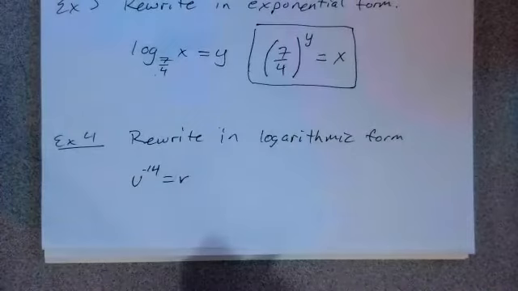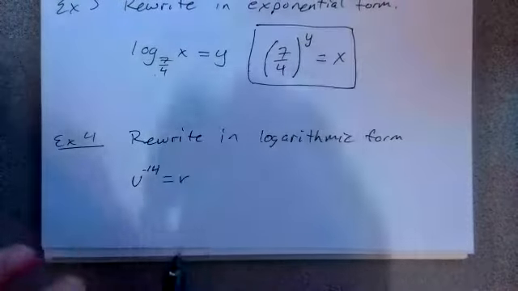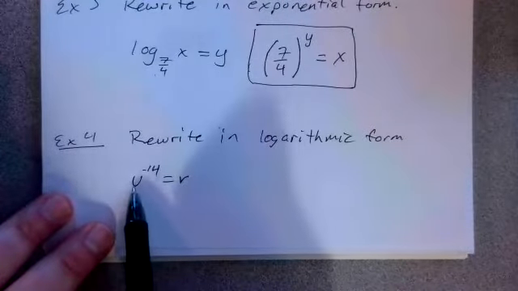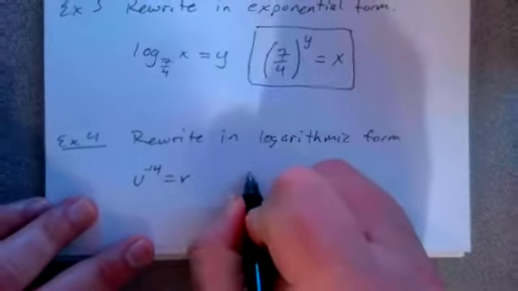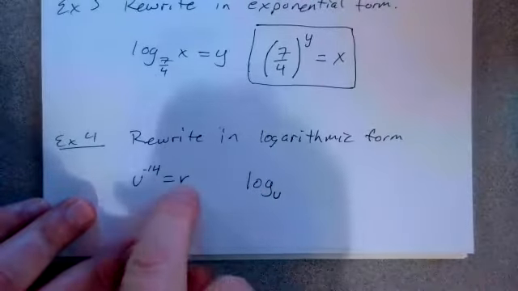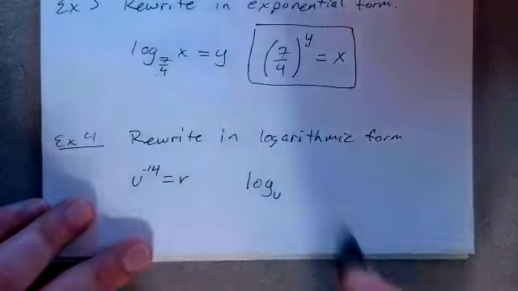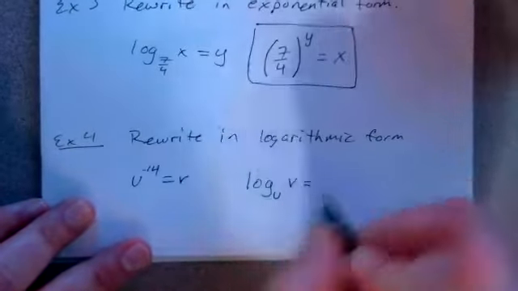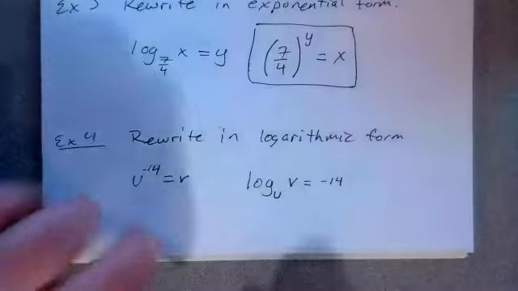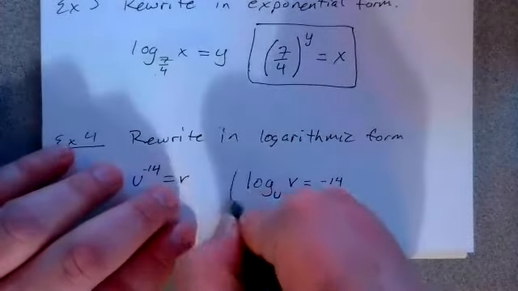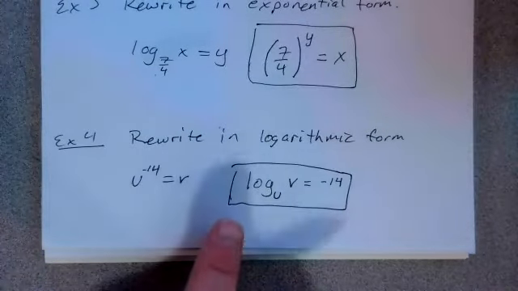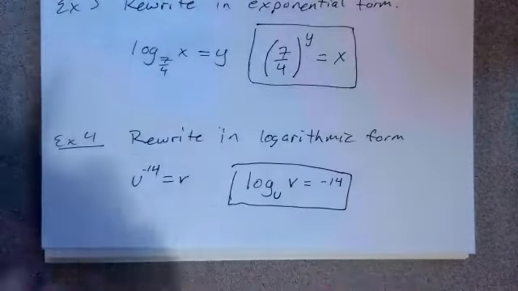Rewrite in logarithmic form. Currently it's in exponential form. The base of this exponent is u, so here I'm going to write log base u. The exponent and the answer are going to switch. The answer becomes the argument, and the exponent now becomes my answer. And that is all she wrote.